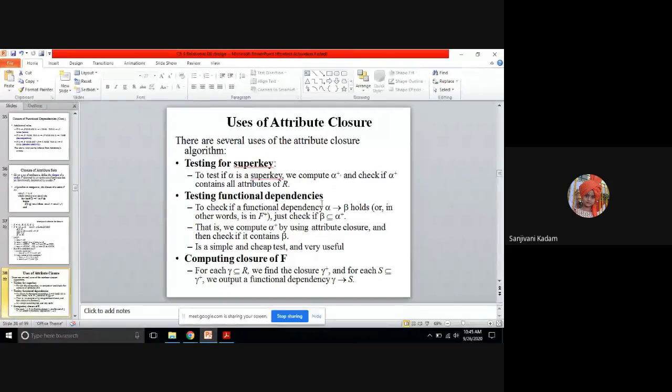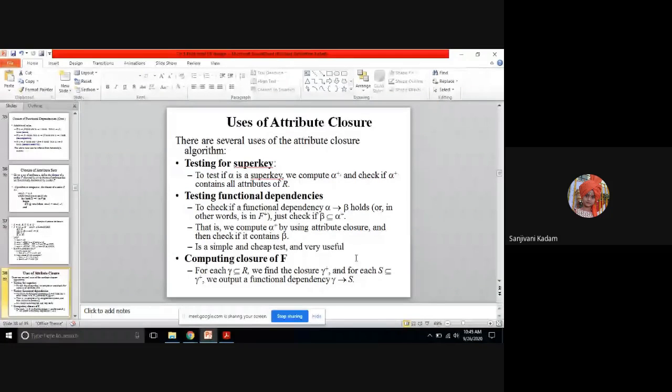Testing for the functional dependencies. This means that we will know how many attributes are dependent on a given alpha. To check if the functional dependency alpha gives beta holds, or in other words that is in F closure, just check whether beta is a subset of alpha plus. So after calculating the closure, we will know whether beta holds on alpha. That is, we compute alpha plus by using attribute closure and then check if beta is contained in it.